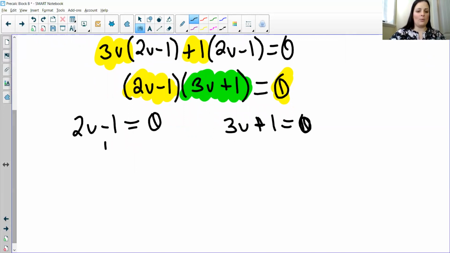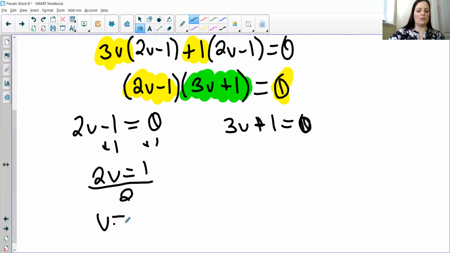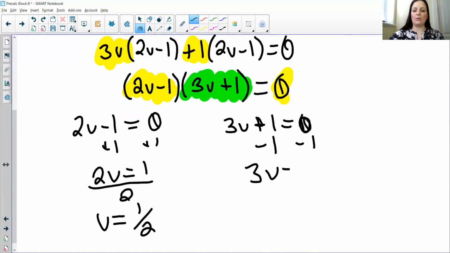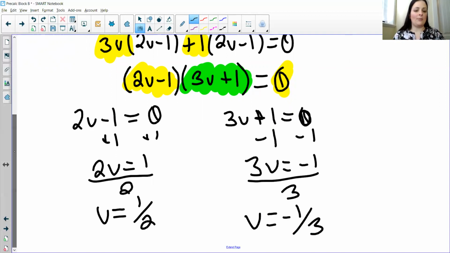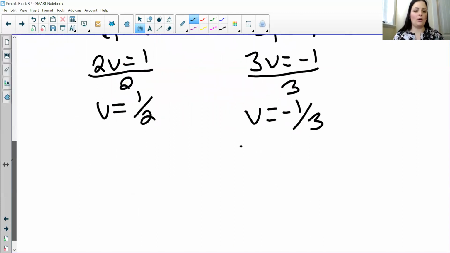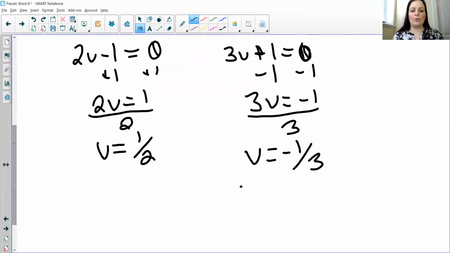So we're going to add 1 to both sides. We get 2U equals 1, divide by 2, and we get U equals 1/2. And we do the same thing on this side. We have minus 1 on both sides. We get 3U equals negative 1. Divide both sides by 3, and we get U equals negative 1/3. Okay. Now from here, we've gone all the way we can go with U.